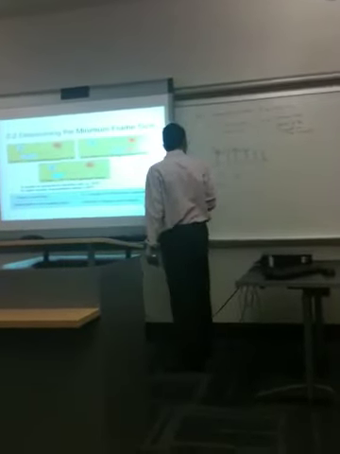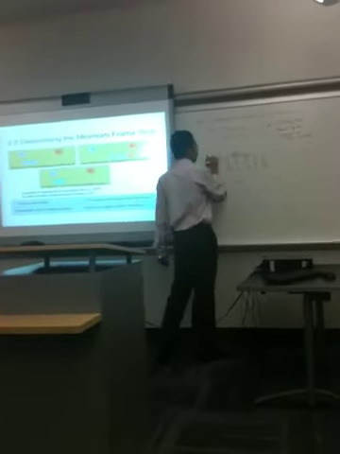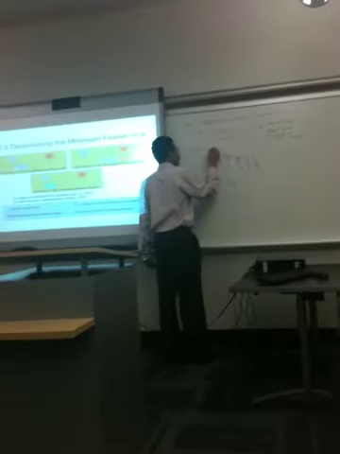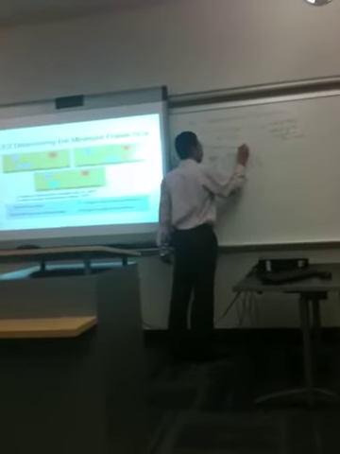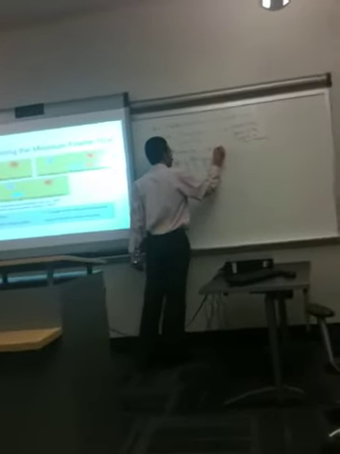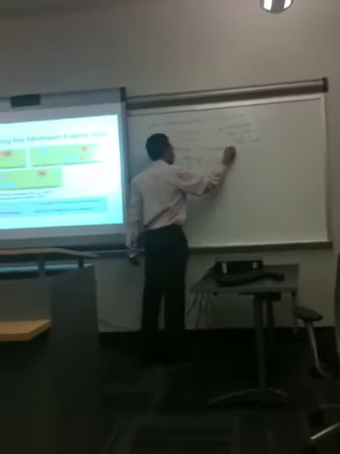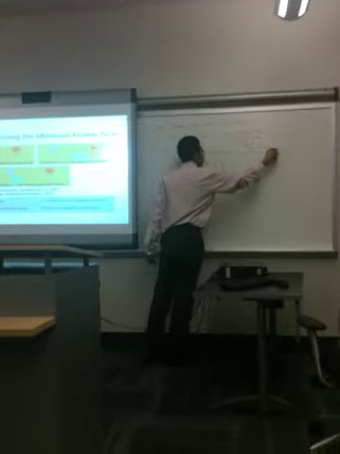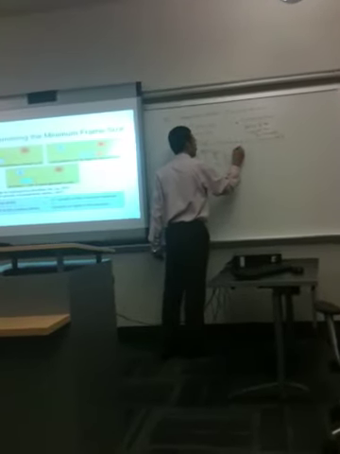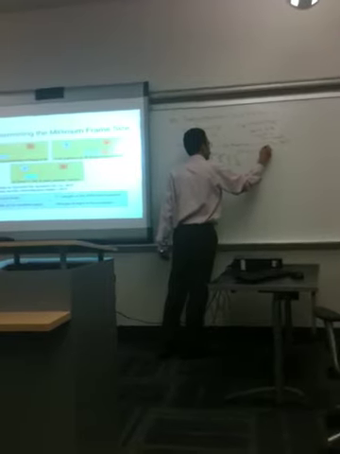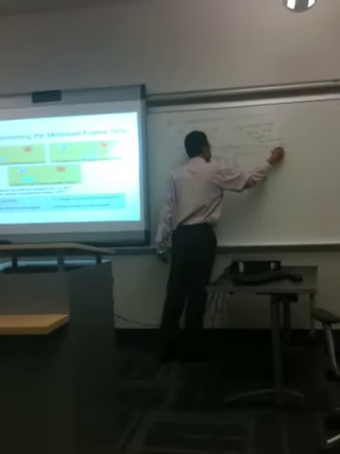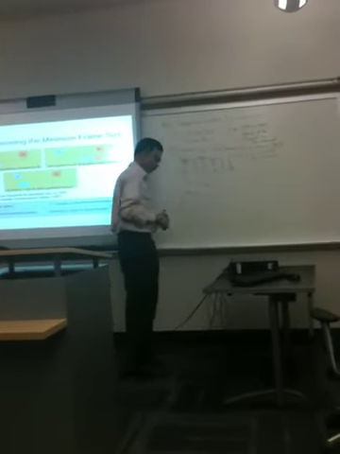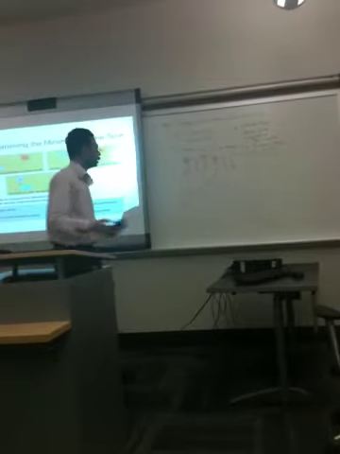So now if you just do a cross multiplication, the minimum frame size is 2 times the channel bandwidth times the channel length divided by the speed of the signal on the channel. Okay? So that is the equation.